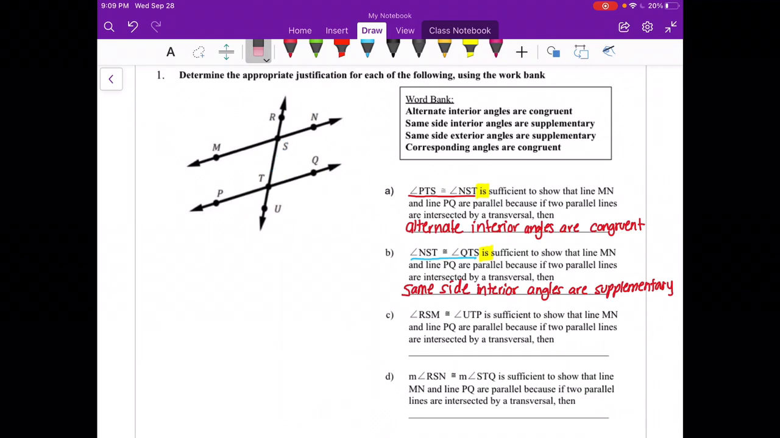Now, let's move on to part C. For part C, we're looking for angles RSM and UTP. RSM is going to be this angle at the top, and UTP is going to be this angle at the bottom. Looking carefully, we'll notice that these are two same side exterior angles. So we're going to fill in the blank by saying same side exterior angles are supplementary.